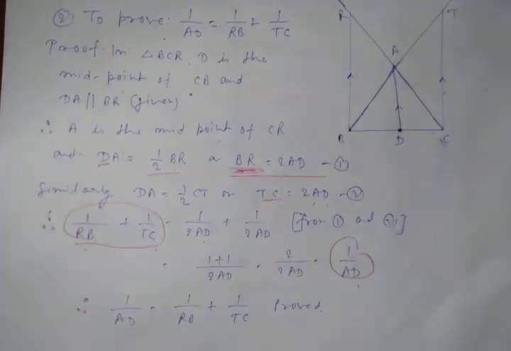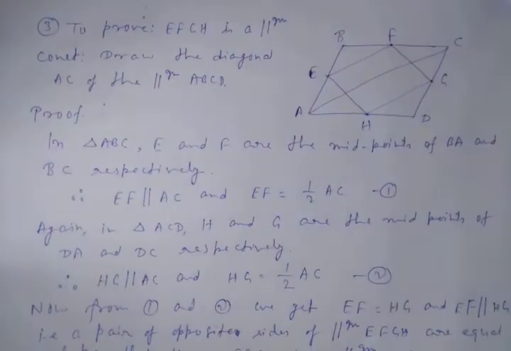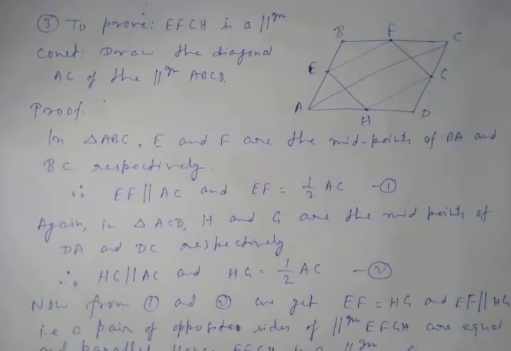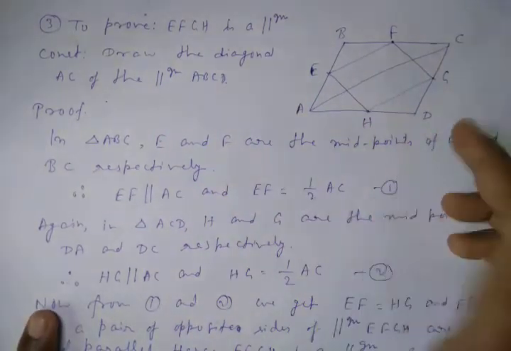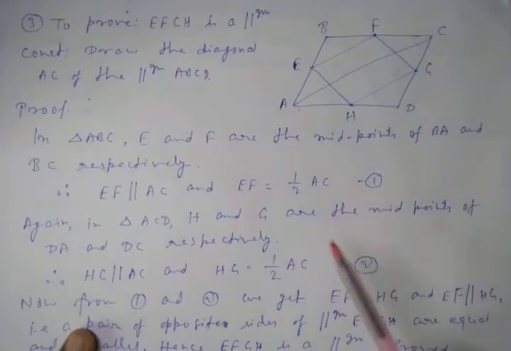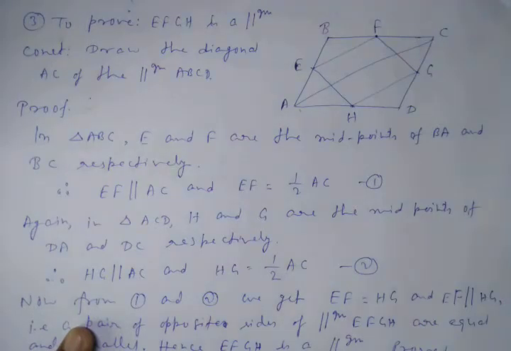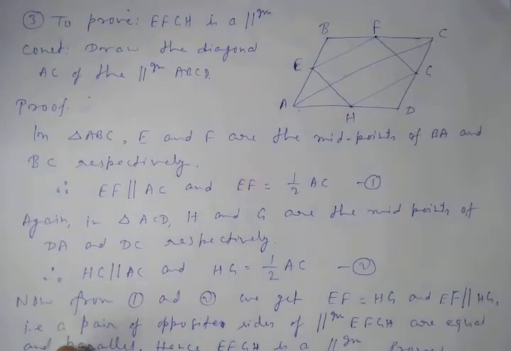And the question number 3 is this. In this question, we are given a quadrilateral. That is, ABCD is a quadrilateral, and E, F, G, H are the midpoints of the sides of this quadrilateral.